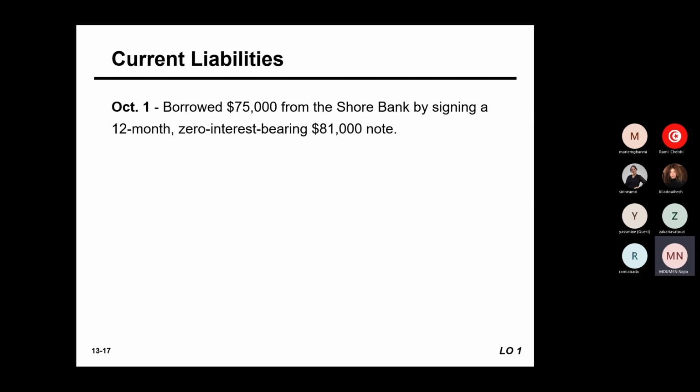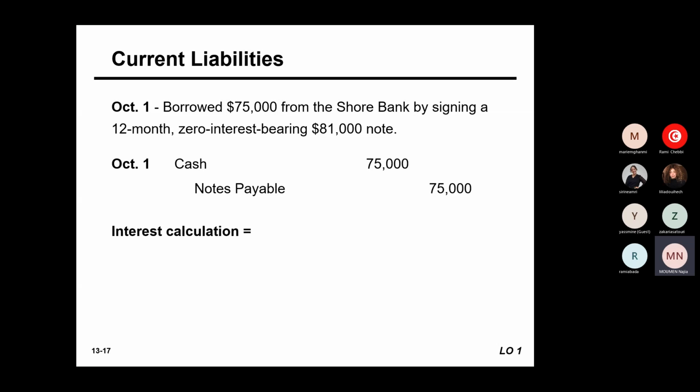Next, on October 1st, we have borrowed 75 from the Shore Bank by signing 12-month zero interest bearing 81 notes. So here we borrowed money, so we debited cash for 75 and we credit notes payable for 75. Okay. And then, of course, on December, we should what? We should accrue for interest expense and, of course, increase the notes payable amount by this amount of interest.